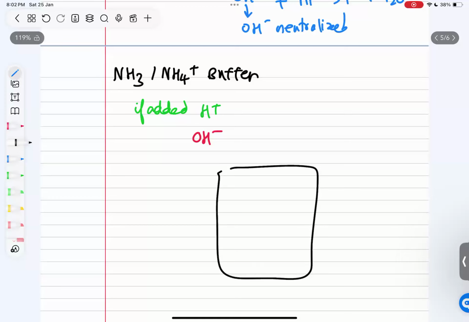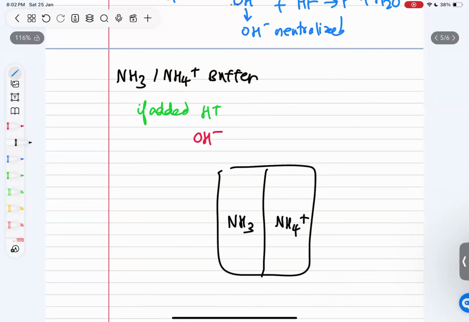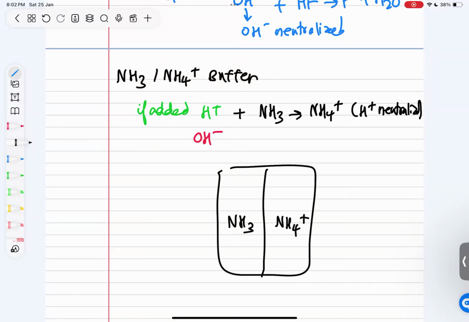It's made from the NH3 and its NH4 plus component. So if I added H plus, it's going to react with the NH3 to form NH4 plus. This is a salt, so H plus is neutralized. And if I added OH minus, it's going to react with the NH4 plus part to form NH3 plus water. So the OH minus is neutralized.